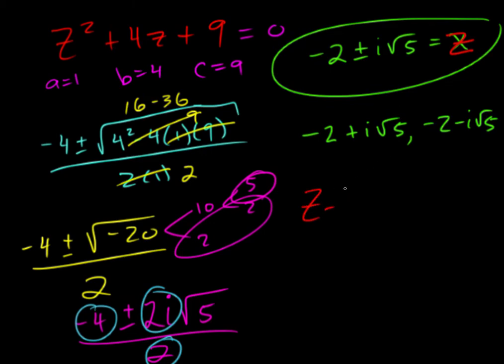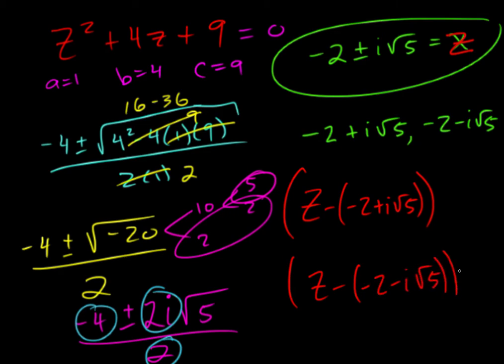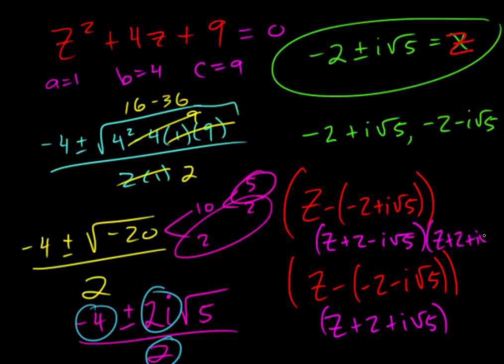We're going to say z minus the first one. Then the other one's going to be z minus the other one. And if we distribute that negative throughout, this one's going to become z plus 2 minus i root 5, and this one's going to become z plus 2 plus i root 5. The two purple ones represent factors that should be multiplied together, so I should write them next to each other. So your final answer would look like that.